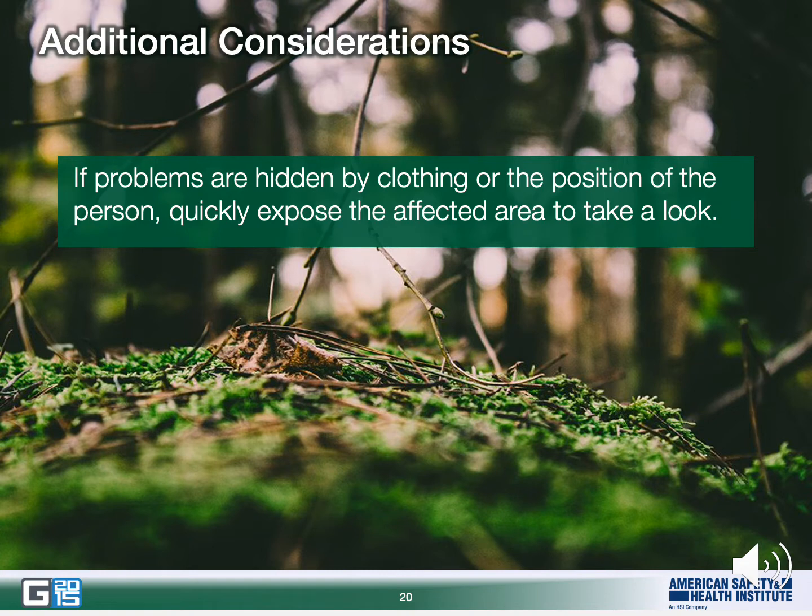If problems are hidden by clothing or the position of the person, quickly expose the affected area and take a look. That means you need to be able to open up clothing, whether you're unbuttoning, unzipping, or cutting, you need to be able to get to the skin to be able to see what's going on.